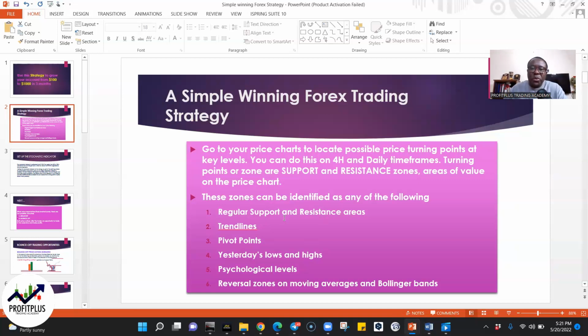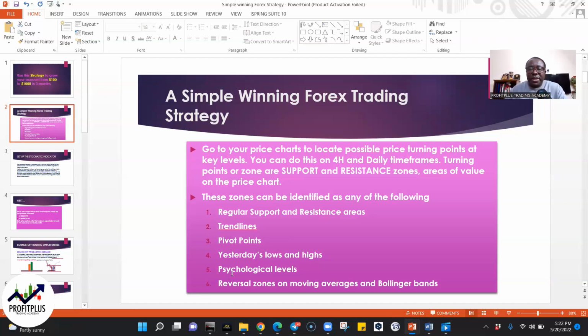Also your yesterday lows and yesterday highs, and your psychological levels, those magic numbers, the zeros, the halves, and the quarters. Maybe 1.00, 1.10, 1.25, 1.50, 1.75, and then 2.0, all those kinds of price numbers. You can mark them on your charts and see how price responds and reacts to those levels.